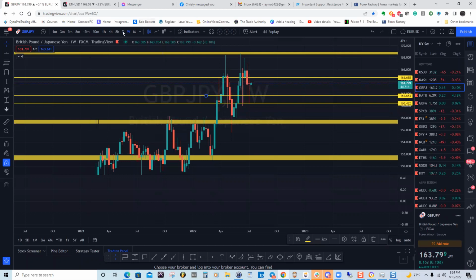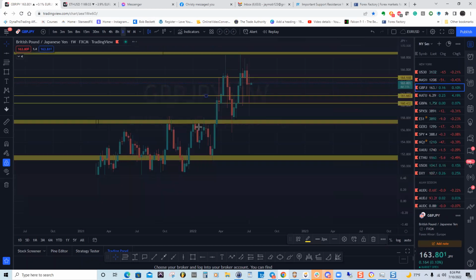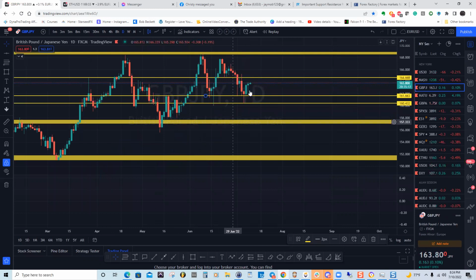So if I come down to the daily time frame, what am I looking for? I'm looking for it to hit up here. If the market comes up here, because that's kind of a resistance level right here. So if the market comes up to 164, somewhere up in here, if it doesn't break and close above this, then it's probably going to go down, depending on what it does.